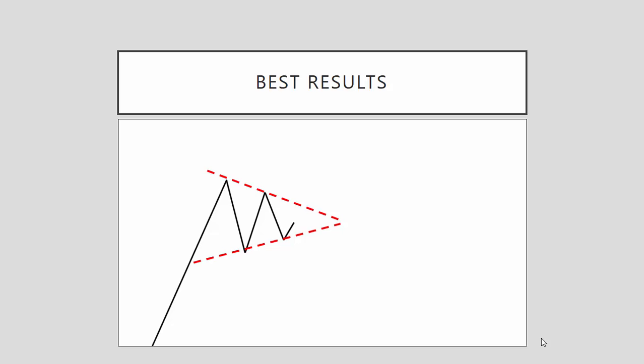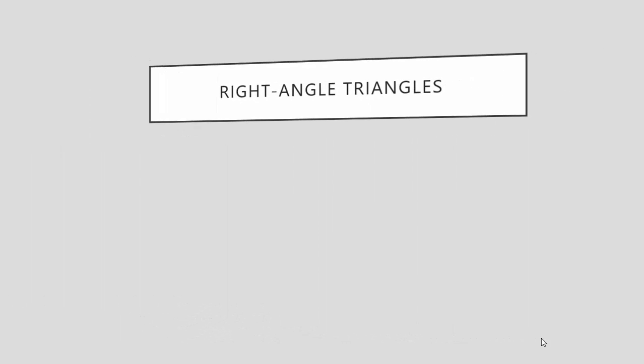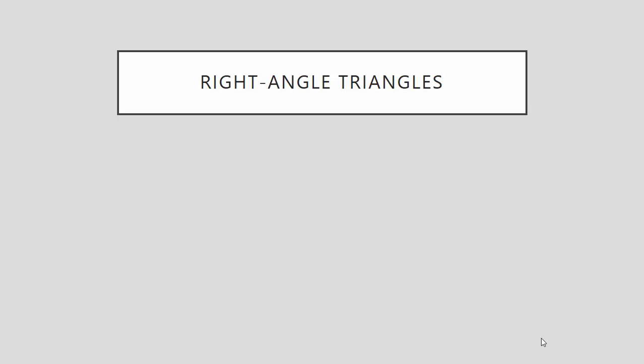penetrate out of a symmetrical triangle, the less powerful the pattern is. The best result of triangles happens between half and 3/4 of the triangle. If price goes forward more than this, it's better to forget about the symmetrical triangle. There's another type of triangle which is much more successful than the symmetrical. It's called right angle triangles.